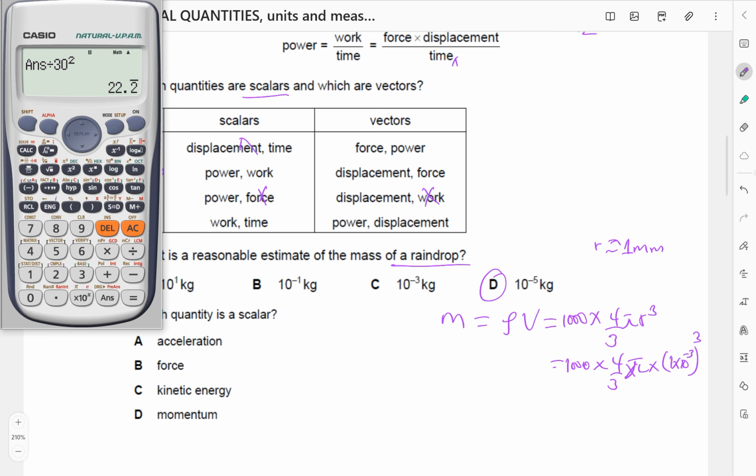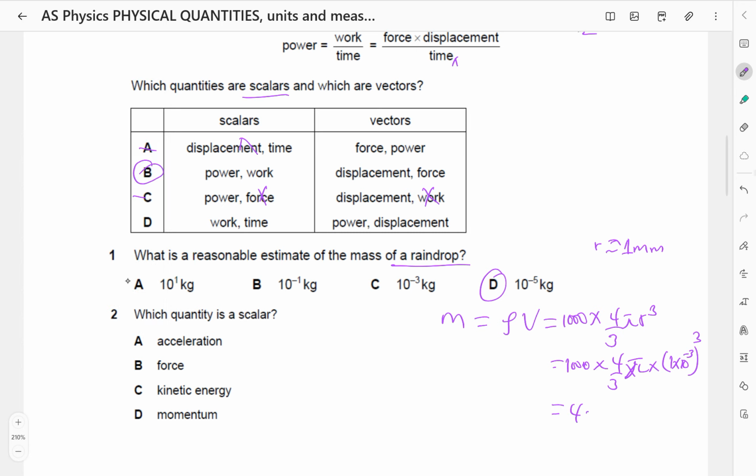So I'm now computing. I'll start with the bracket, 1 exponent negative 3, this is power 3. Then times 4 times pi divided by 3. Then I can multiply this by 1,000. So I'm getting this approximately as 4.18 times 10 power negative 6 in kilograms. So it means these ones are very big values. So the answer which is closest is 10 power negative 5.